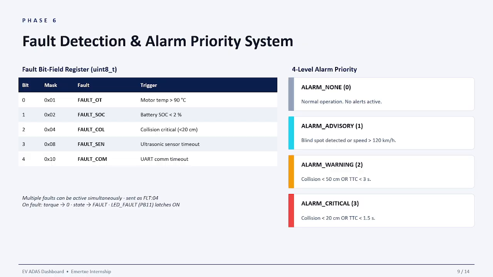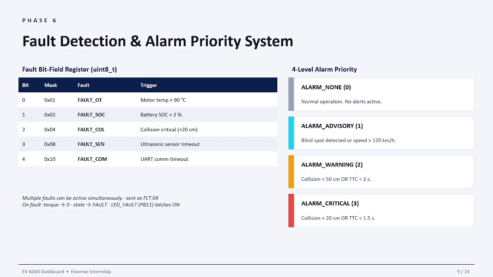And next thing, fault detection and alarm priority system. This slide explains how the project detects faults and manages alarm priorities. Apart from monitoring obstacles, the system also checks whether the vehicle itself is operating safely. The project stores faults inside a single 8-bit variable called the fault register. Each bit represents one fault. Bit 0 indicates motor over temperature, bit 1 indicates battery state of charge is critically low, and bit 2 indicates critical collision, bit 3 represents ultrasonic failure, bit 4 represents UART communication failure.